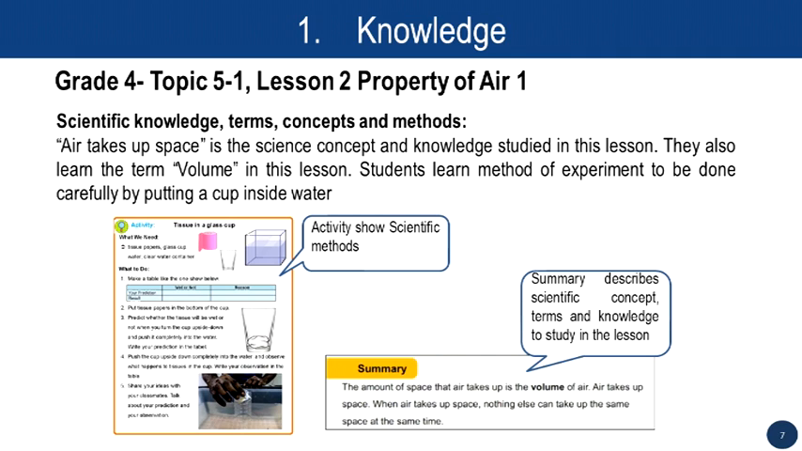They also learn the term volume in this lesson. Students learn method of experiment to be done carefully by putting a cup upside down. The activity shows scientific method. Also, the summary describes scientific concepts, terms, and knowledge to study in this lesson.